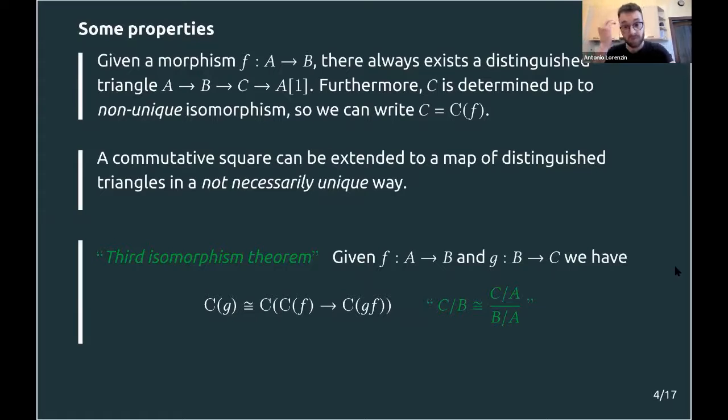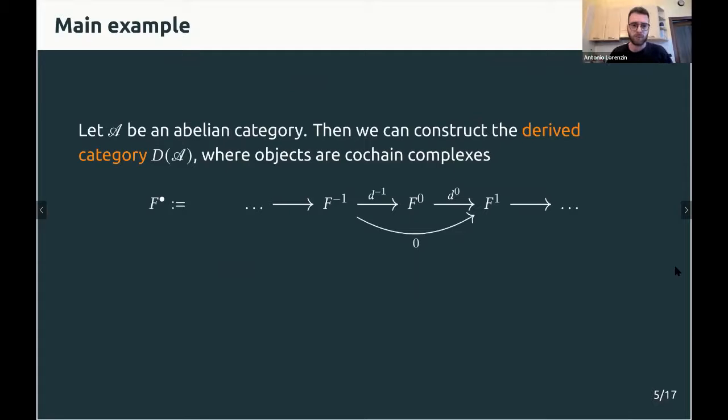This is the idea of triangulated categories, but of course we want to work with some examples also to understand the theory better. The main example for us will be derived categories. We first of all fix an abelian category A, and then we construct the derived category D(A), where the objects are cochain complexes. What does this mean? Well, we consider a Z-graded object, if you wish. For every integer, we have an object of the abelian category, and then we consider consecutive maps, and the composition of two consecutive maps will be 0.